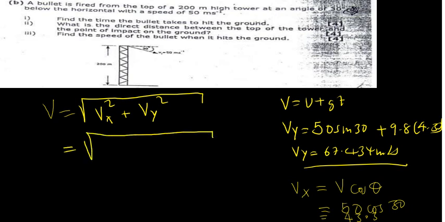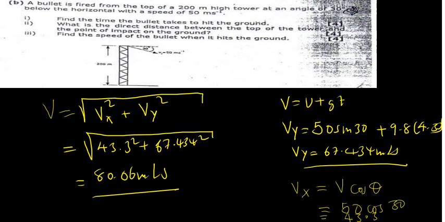Therefore, to be able to find the velocity, velocity is the x component squared plus y component squared, and then we square root. And that is going to be the square root of the x component, 43.3 squared, plus the y component, 67.434 squared. And that is going to give us 80.06 meters per second. So this is going to be the velocity then when it hits the ground.